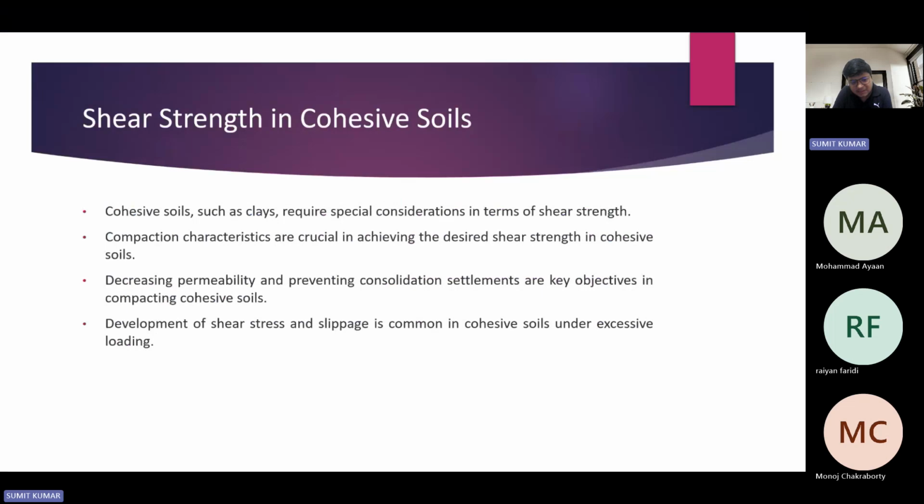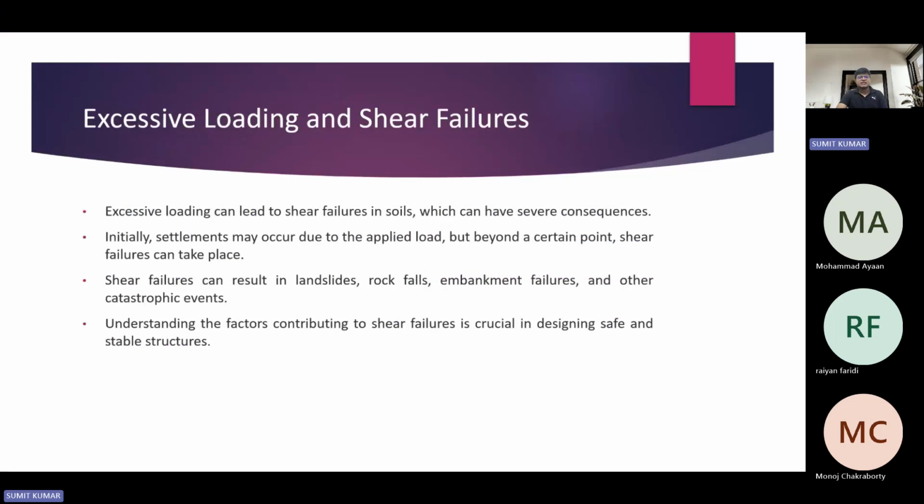The development of shear stress and slippage is common in cohesive soils under excessive loading conditions. Okay, now what do we mean by excessive loading conditions? Excessive loading can lead to shear failure. What do we mean by excessive loading? We will see with one of the figures drawn over here to explain this. So let's see.